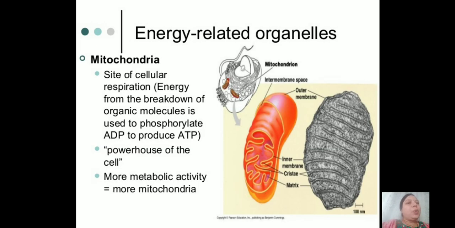Mitochondria are the powerhouse of the cell. It is the site of cellular respiration. Adenosine triphosphate or ATP is synthesized inside the mitochondria by the breakdown of organic molecules. If more metabolic activities are present in the cell, that means that particular cell requires a greater amount of mitochondria.